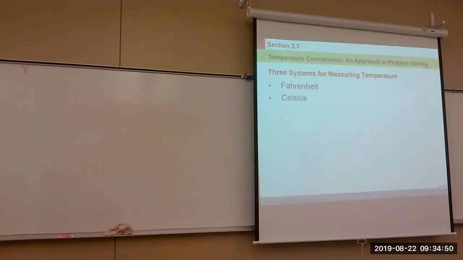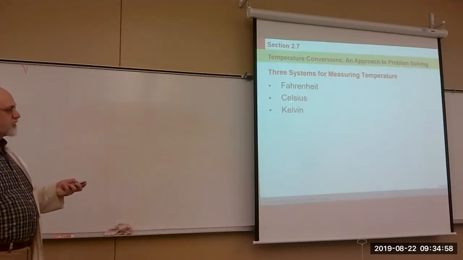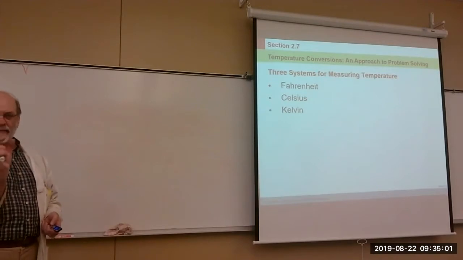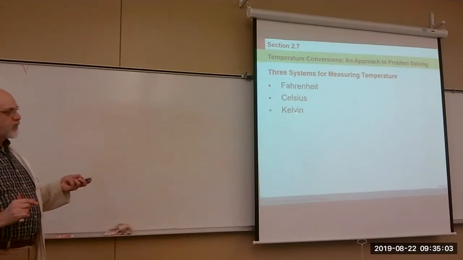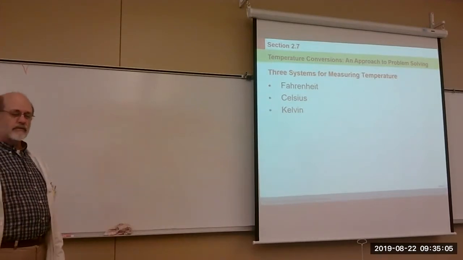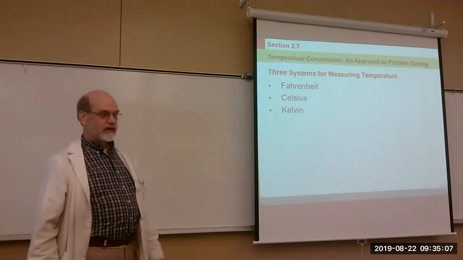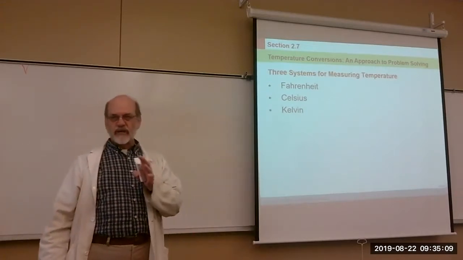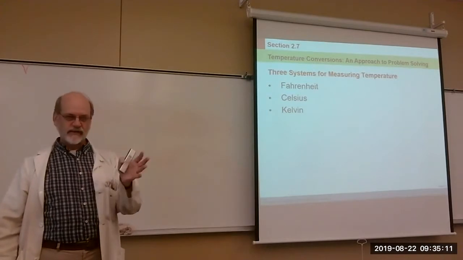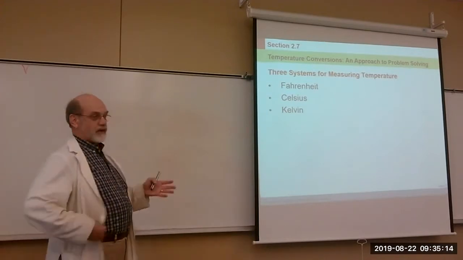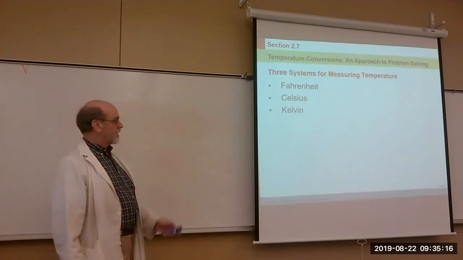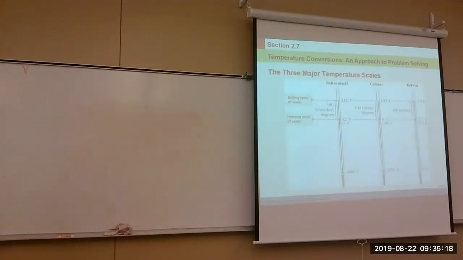Temperature. There are three basic systems. There are more than three, but these are the important ones. Fahrenheit for weather. Celsius for actually making the measurements in the lab, and then Kelvin for doing calculations, because there are many calculations in chemistry that require Kelvin as your temperature. I'll explain that to you later, but you need to know how to make the conversion. Celsius to Kelvin is easy.